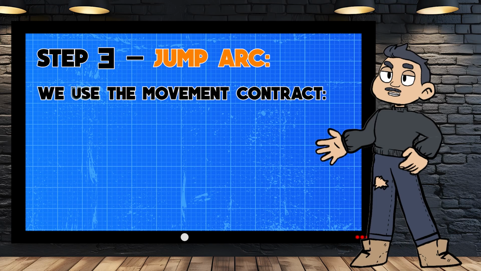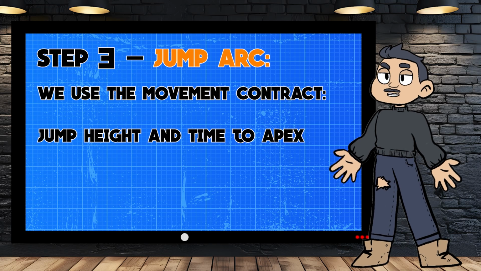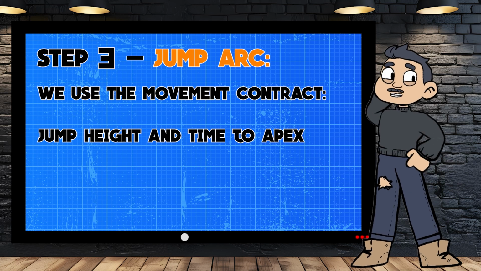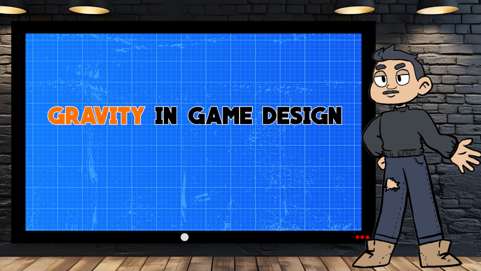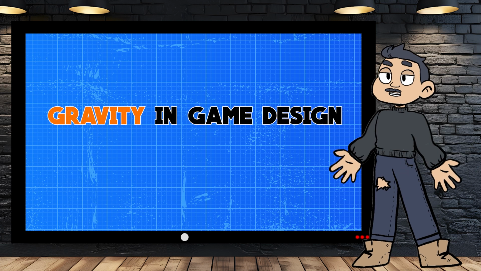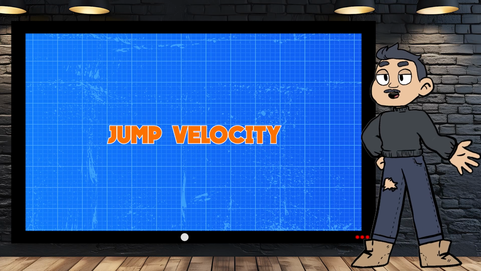Instead, we use the movement contract. We already picked jump height and time to apex. That means we can calculate the jump. Let's define two more simple concepts. Gravity in game design. Gravity is not real-world physics. It's just the downward pull value you choose for playability. Jump velocity. That's the initial upward launch speed at the moment jump starts.